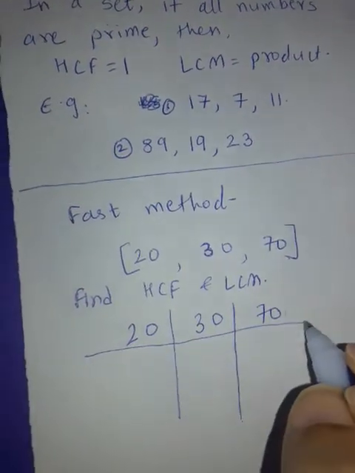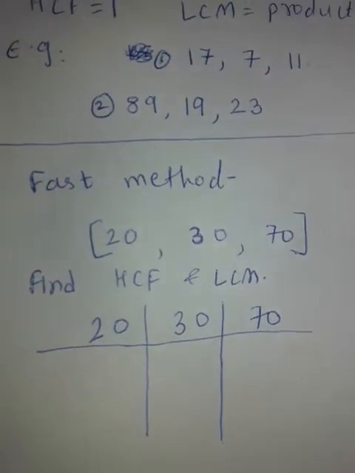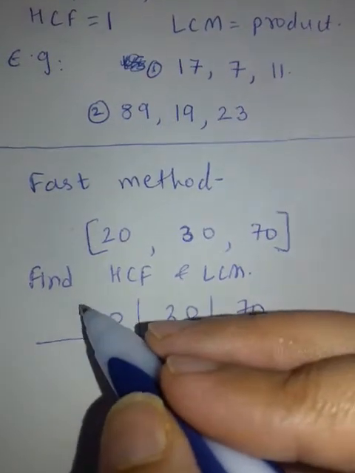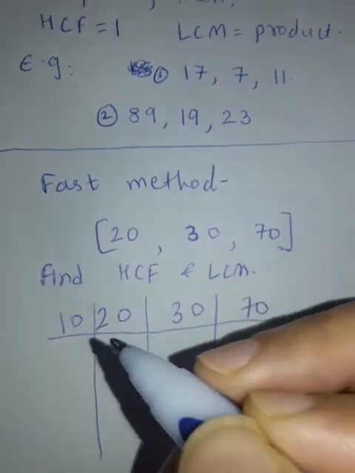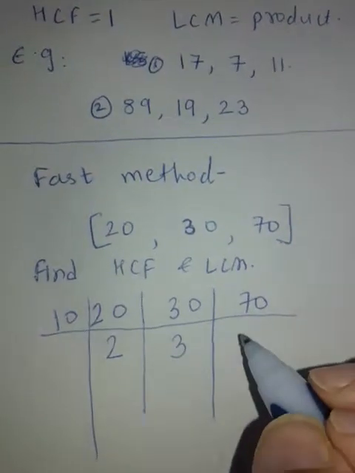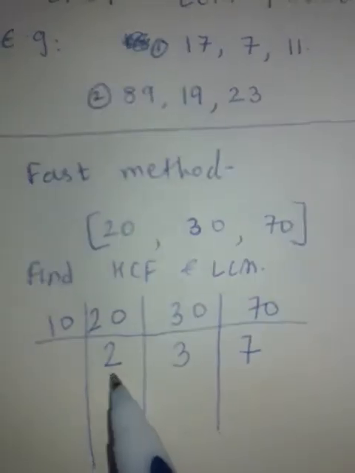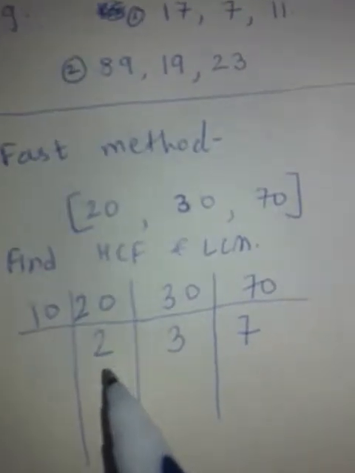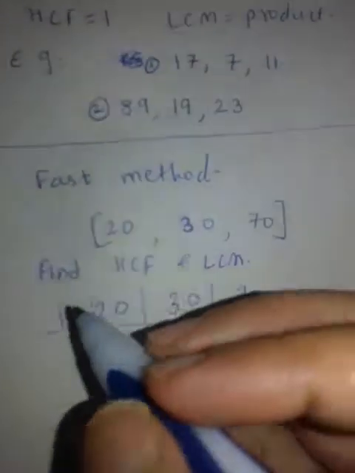Like this. Now when I look at these numbers, the very first common factor that comes to my mind is 10. They are all divisible by 10. So I'll divide all by 10. This is 10 2s, 10 3s and 10 7s. Now is there any common factor between these three, 2, 3 and 7? There is no common factor between 2, 3 and 7. So you can stop here.